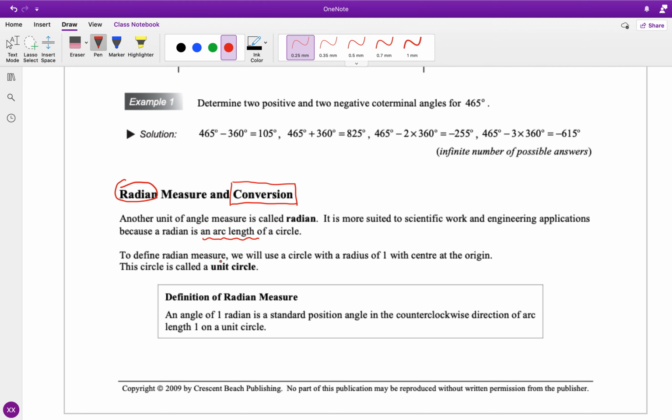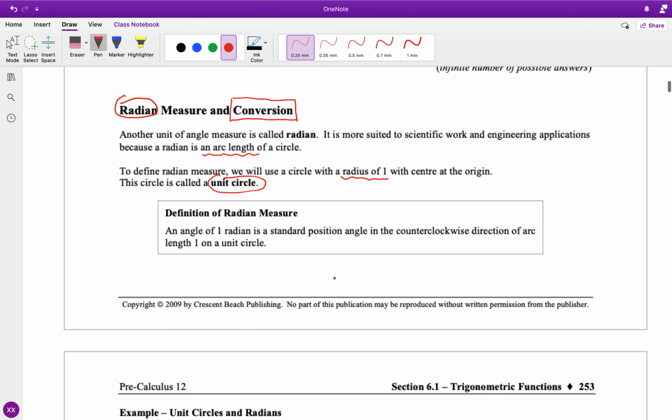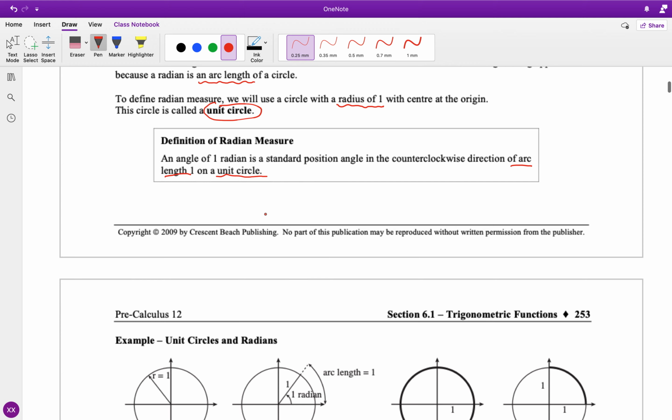Now there is a concept called a unit circle. What is a unit circle? A unit circle means the radius is 1. Then take a look at the radian measure. What is a radian measure? The radian measure is an arc length on a unit circle. Let's take a look at the diagram.